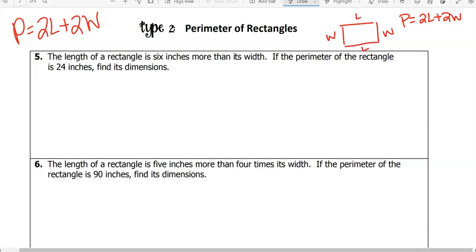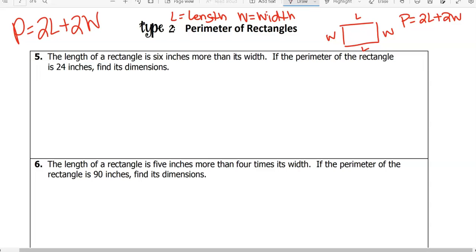Okay, well, these are all kind of nice when it comes to defining my variables. Can we all agree that L is going to be length and W is going to be width for all of them? For perimeter, that's pretty standard. So for all of these, we're going to use L for length, and we're going to use W for width for all these problems.